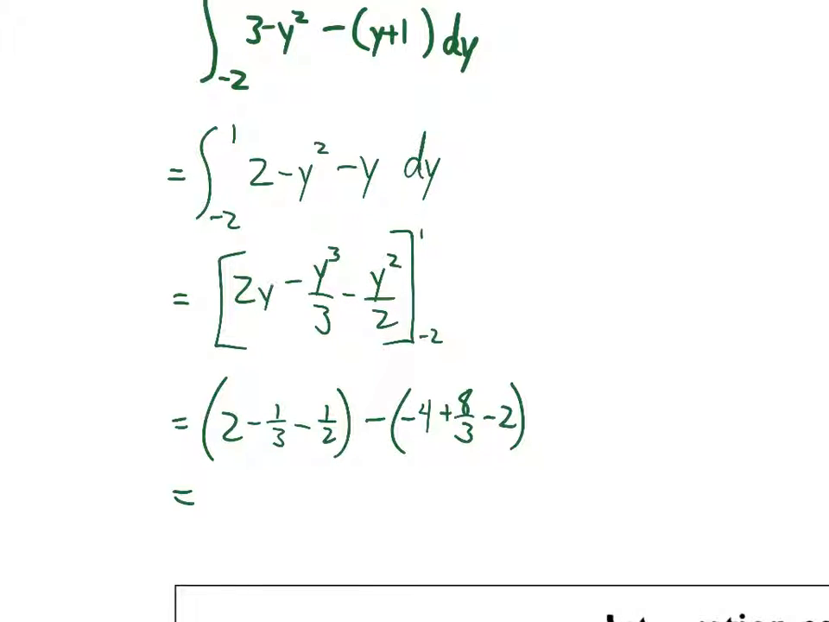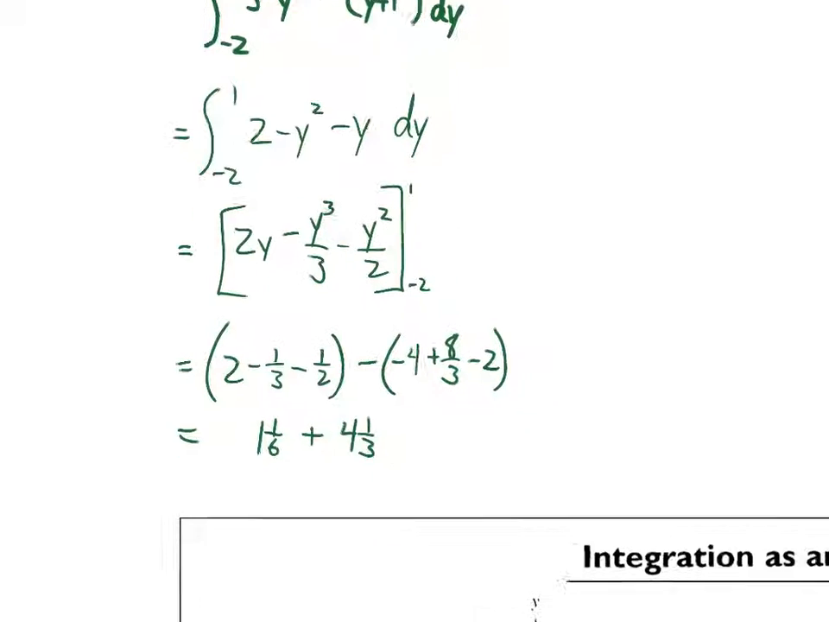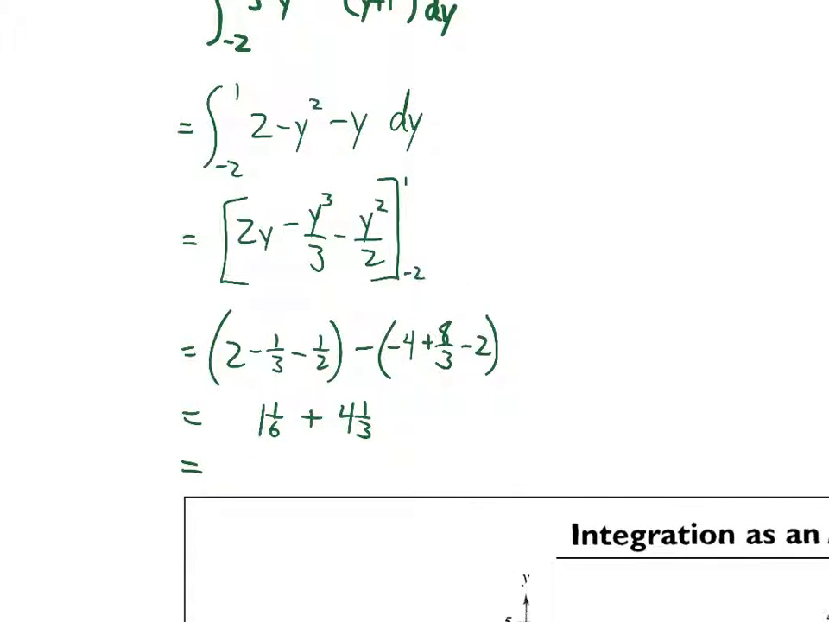So 2 minus 5/6 is 1 1/6. Minus -6 plus 2 2/3 is going to be a -4 1/3. So it's now plus 4 1/3. And a third plus a sixth is a half. So this is 5 1/2.